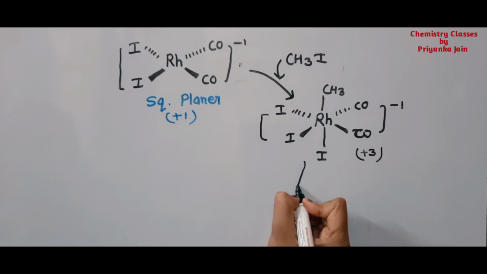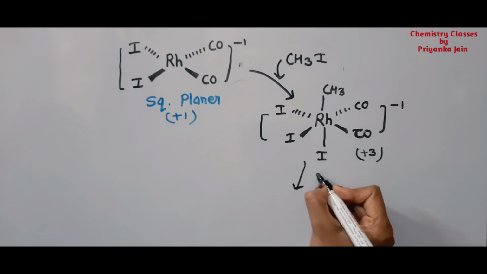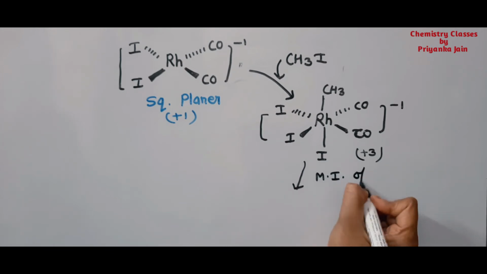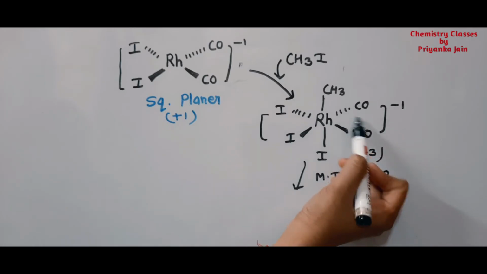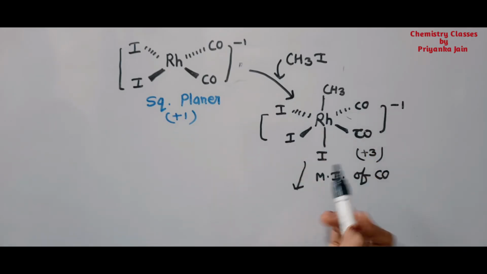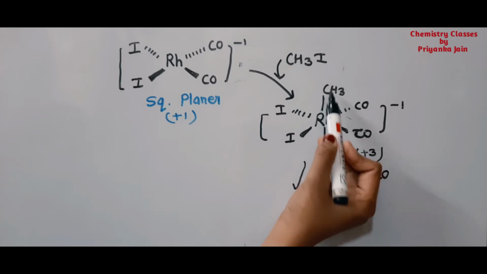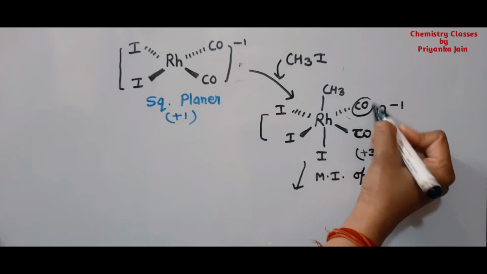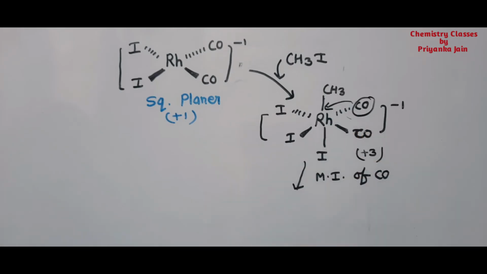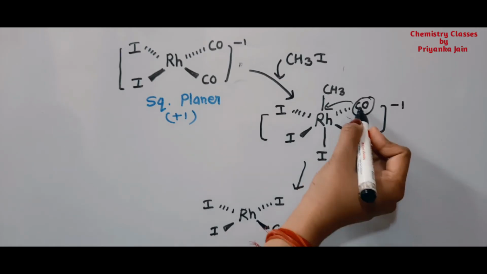Now in the next step, what will happen? There will be the migratory insertion of the CO group. This carbonyl group will now be inserted between the Rh and CH3 bond. This CO ligand will now get inserted in this bond. So see, this is our Rh ligand and these are two iodide groups, this is above the plane and these are below the plane. And this is the CO ligand and now this will be inserted here.